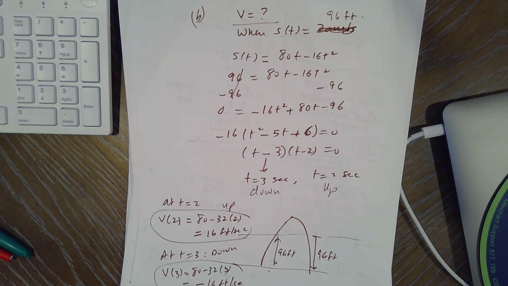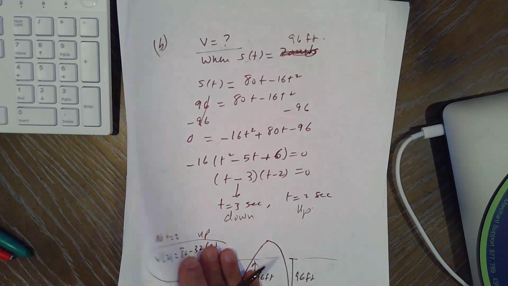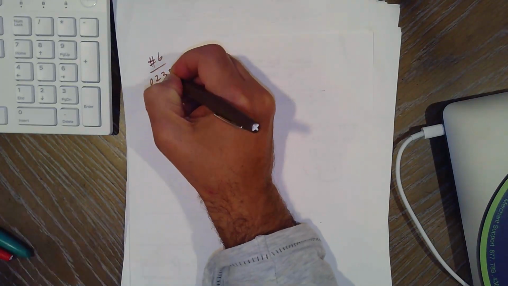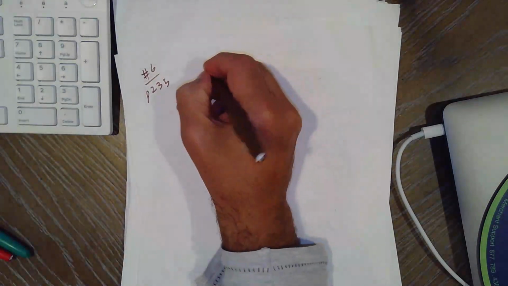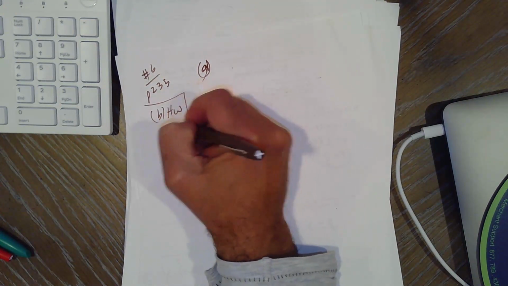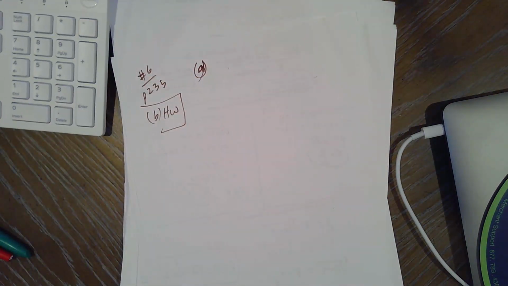So number 6, page 235. Page 239. I'll just do part A. Part B is similar, so it's for your homework. It says graphs of position functions of two particles are shown. Well, we'll just look at A. Where t is measured in seconds.